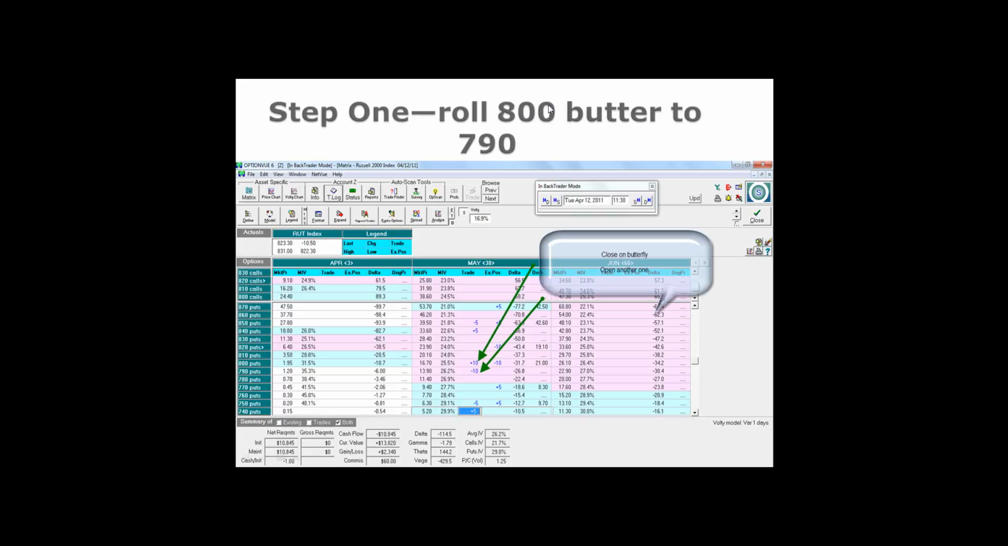We're going to take our original 800 butterfly. Remember, the market's at about 820 now. So we're going to take that original 800 butterfly and move it down to 790. So the first step is we'll have a butterfly at 790 and another one at 820, the second butterfly we had put on at 820.